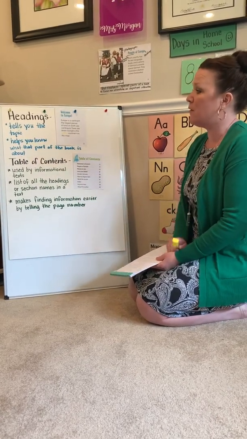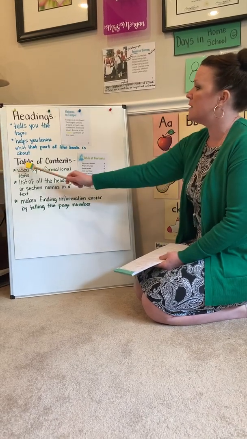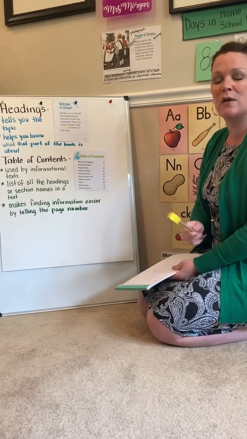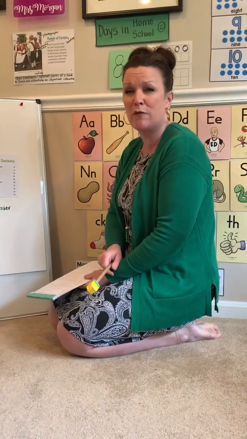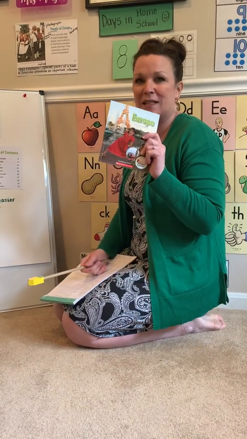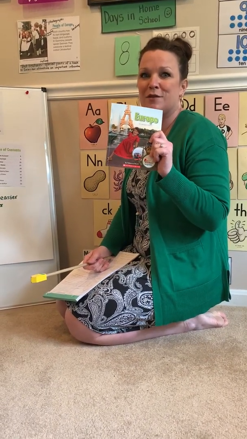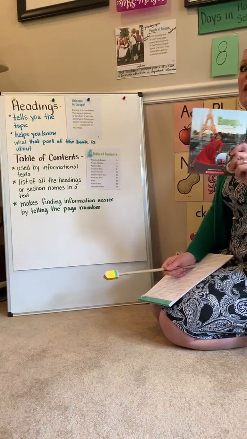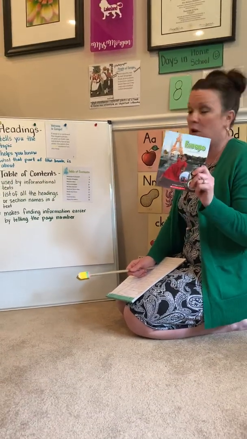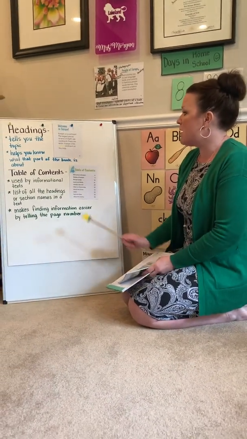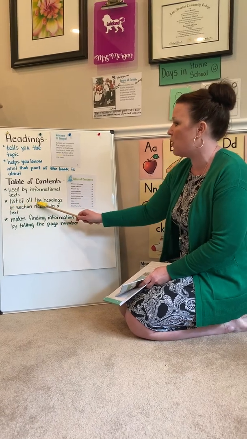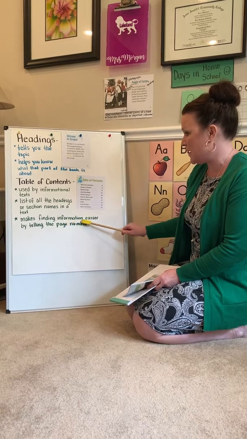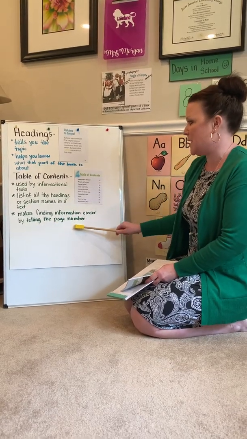So the other thing that Rebecca Hirsch uses to help us is the table of contents. And these are used by informational texts. And when I was rethinking some of the lessons that I've done before, I feel like a couple times I've accidentally called these stories stories. They're actually informational texts. They give us information on Asia, the book on Asia, and this one on Europe. And the table of contents is a list of all the headings or section names in a text, and it makes finding information easier by telling the page number.